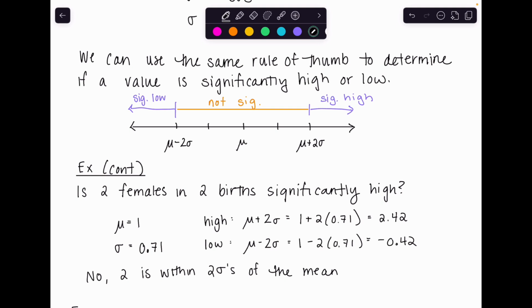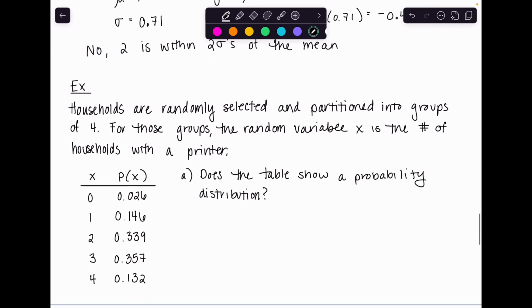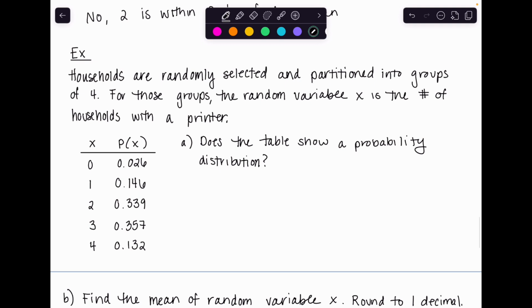So let's do just one more example, and we're gonna go through basically the whole process again and figure out these different components. So we're told households are randomly selected and partitioned into groups of 4. From those 4 households, the random variable X is the number of households with a printer. So essentially, once they randomly pick those 4 households, your possible outcomes were none of them had a printer, 1 household did, 2 did, 3 did, or all 4 did.